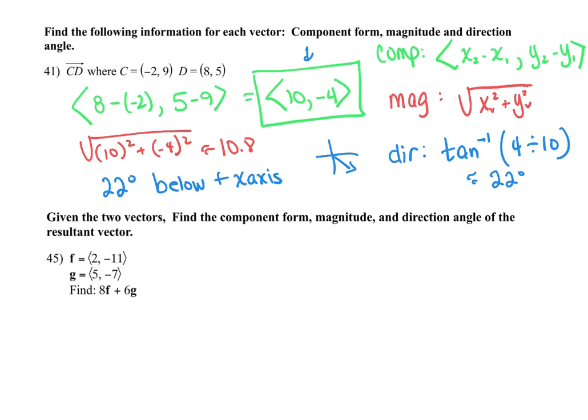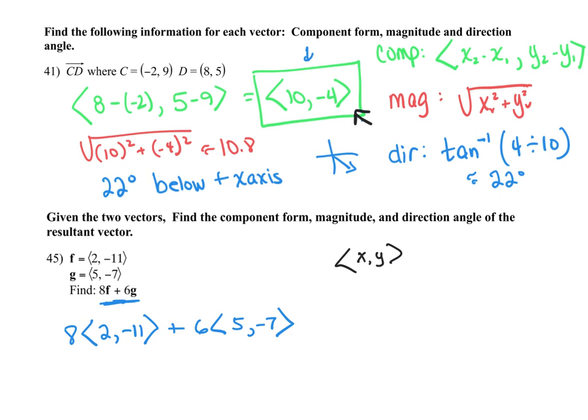The last group is done almost identical, but they've given you 2 vectors and they want you to combine the 2 first. So they have given you this process right here. You are literally just going to plug it in. 8 times the F vector, 2, -11, plus 6 times the g vector, 5, negative 7. You're going to multiply and add those. Then you're going to get component form, just like we did up top. So you're literally going to distribute and add, and you're going to get component form.